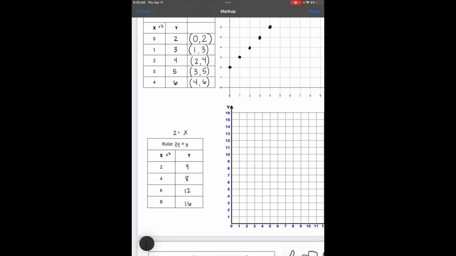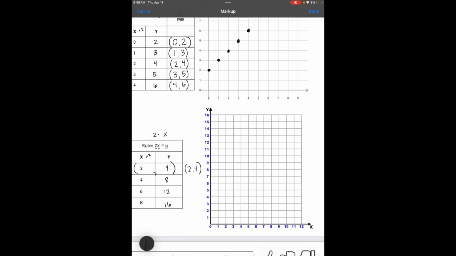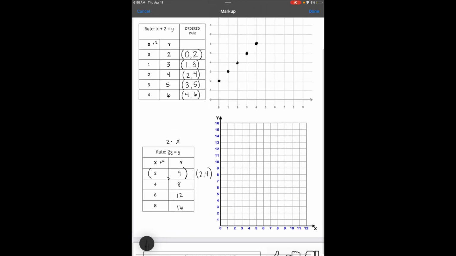From here, go ahead, if you need to write out each ordered pair in order to feel comfortable graphing the points, you can. If not, this is really already an ordered pair form, and you can go ahead and graph those 4 points.